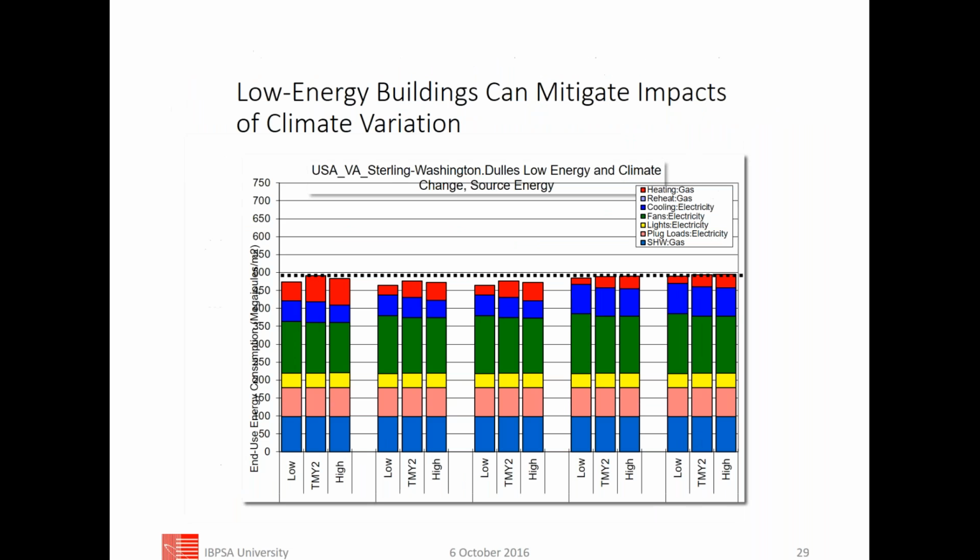Low energy building: this is a building that used about 70% less than my base case building, and you see that the difference between the high and the low years is much less pronounced. So as we're moving toward low and zero energy buildings, it does seem to help with the impacts of climate.